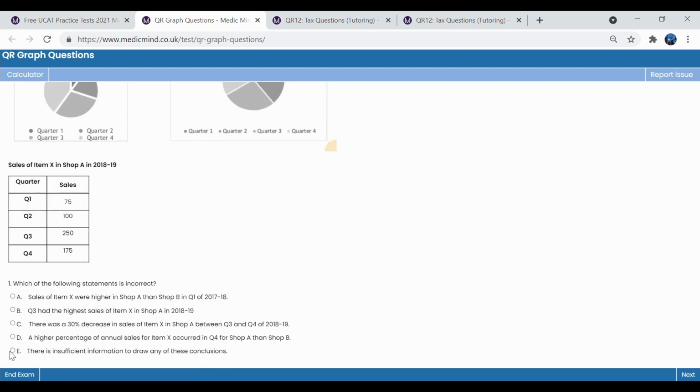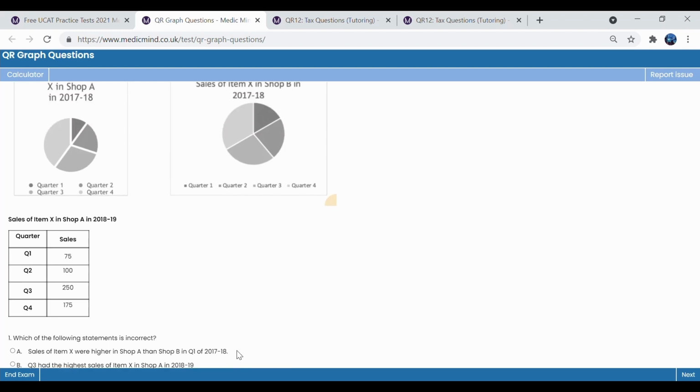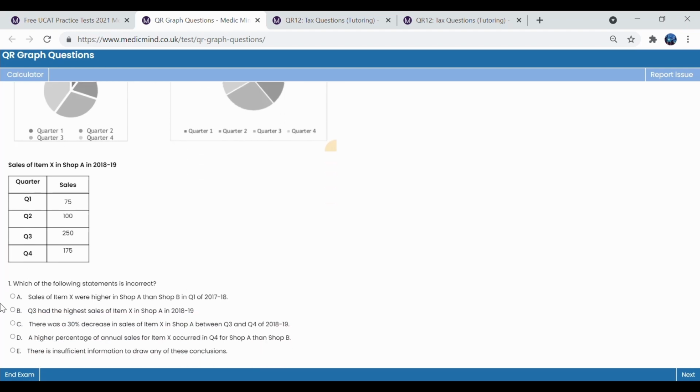And E, there is insufficient information to draw any of these conclusions. So A and E both seem very counterintuitive, because A could be correct or incorrect, and E, there is insufficient information to draw any conclusion, doesn't really make sense to me, because if that was correct, then B and C would be wrong, so that can't be right. Therefore it must be incorrect, because there is sufficient information to draw these conclusions. I'm going to go with E, but I'm slightly conflicted between A and E. I'll have a look at the explanations afterwards, and hopefully that will help.